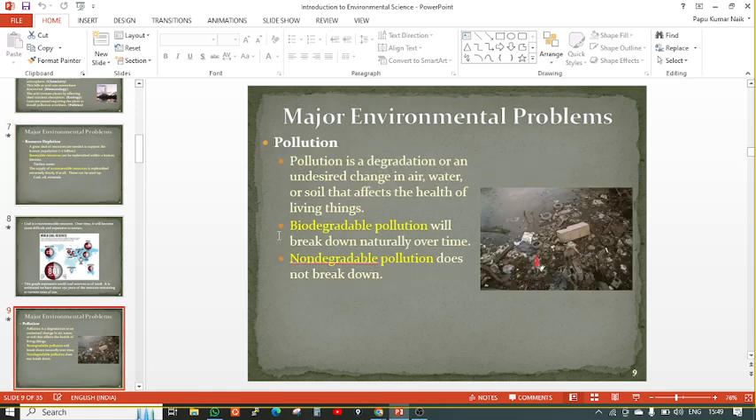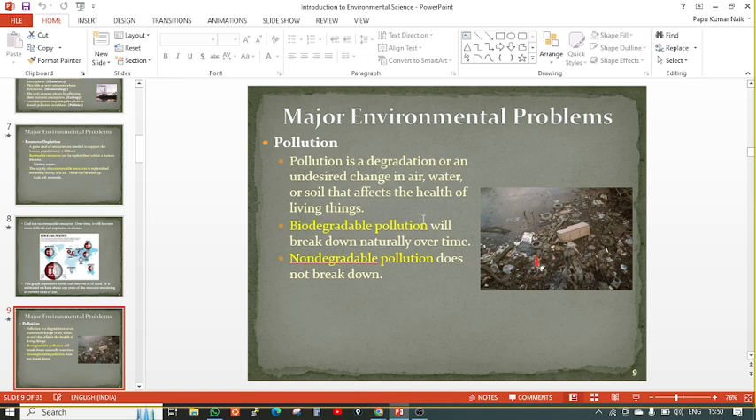Second is pollution. It is also a major environmental problem related to all kinds of human activities. Pollution is a degradation, an undesired change in the air, water or soil, which can affect the health of any living beings, whether plants, animals or microorganisms. Pollutants can change natural phenomena or natural resources, which are pure resources. So pollution is the major environmental problem nowadays.